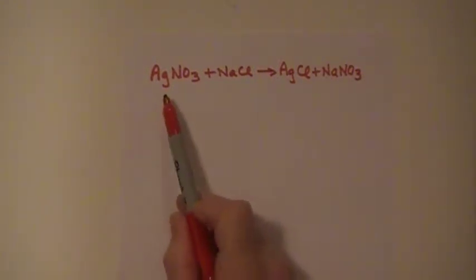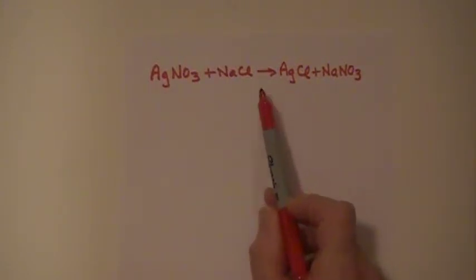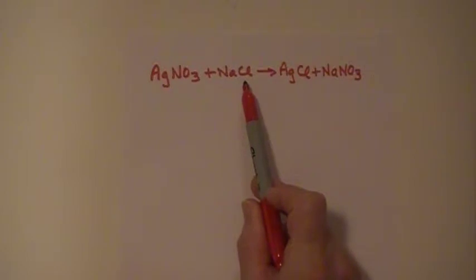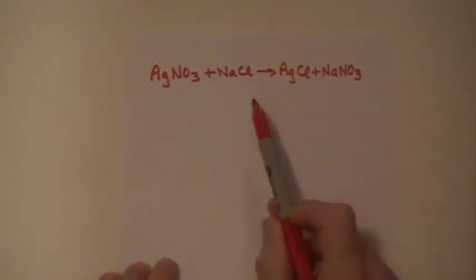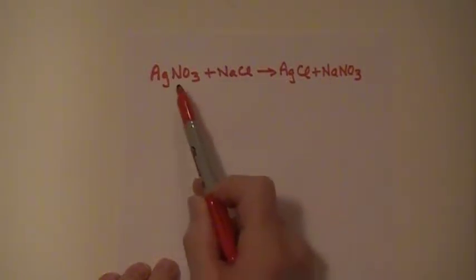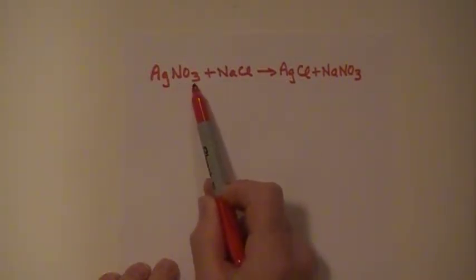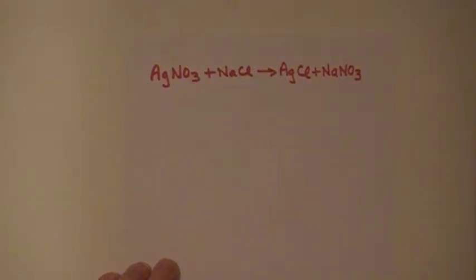Now notice that there's one silver on this side and one silver here. There's one chlorine on the reactant side and one chlorine on the product side. There's one sodium on this side, one here. One nitrogen and three oxygens on the reactant side, one nitrogen and three oxygens on the product side. So this reaction is balanced as written.